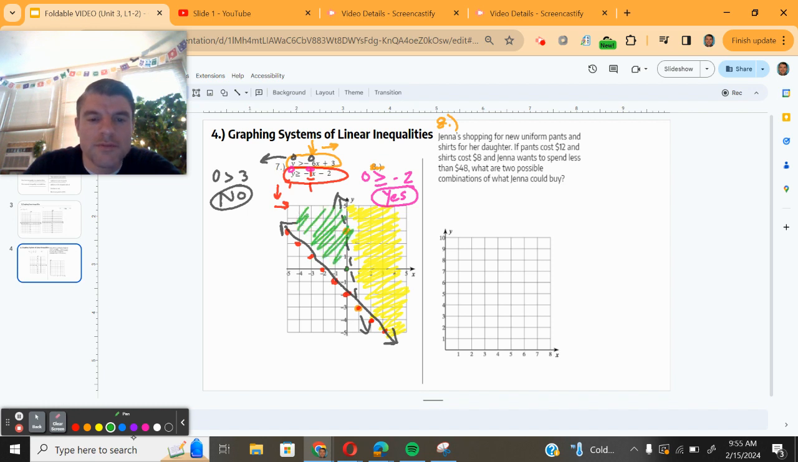Now, do you see where it overlaps? I got the green and yellow. You need to shade that as dark as possible so that I know that you know that the solution falls in this area.